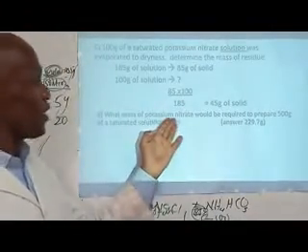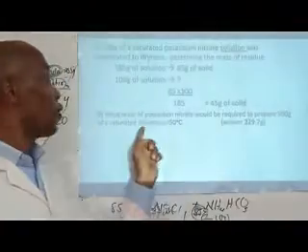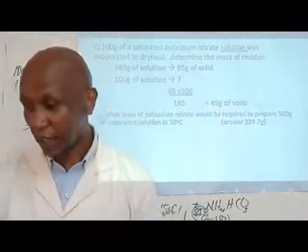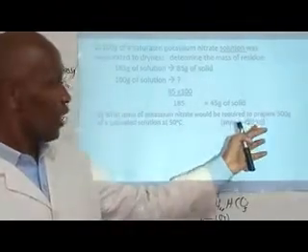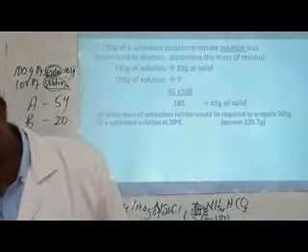You can use the same argument to get the mass of potassium nitrate that would be required to prepare 500 grams of the saturated solution. You can pause and attempt that. Please ensure that your answer comes to 229.7 grams.